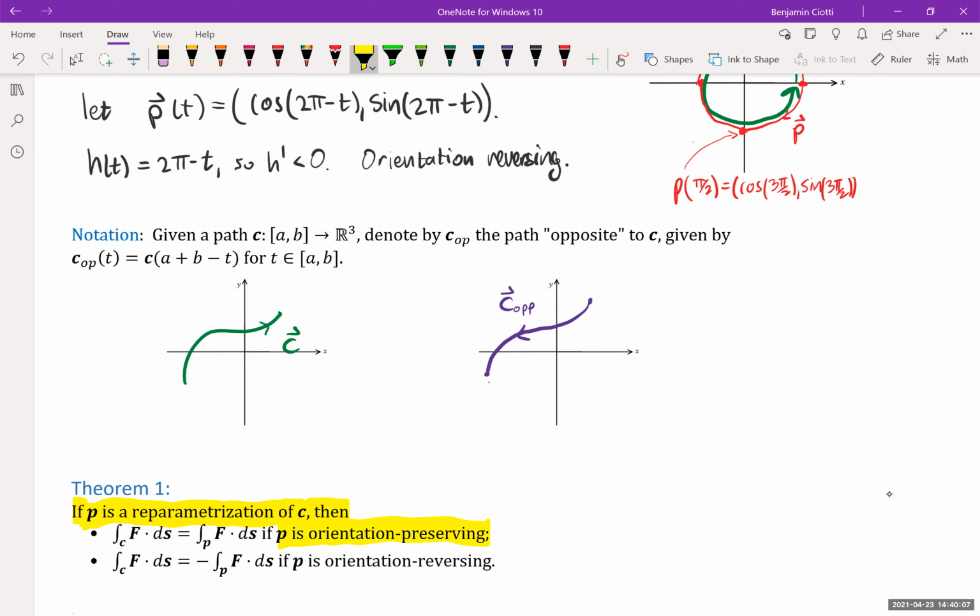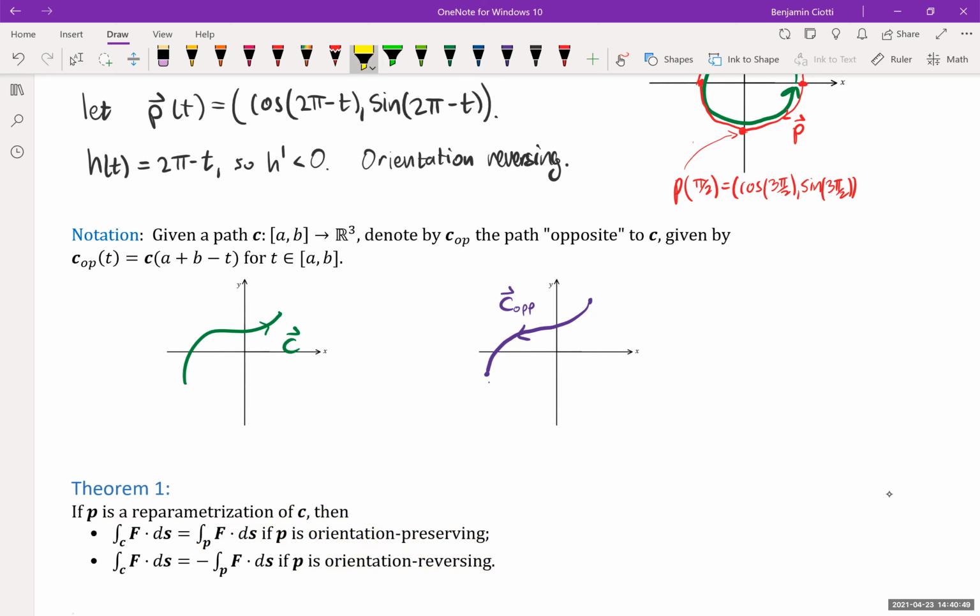If it's orientation preserving, then the line integrals are unaffected. So as long as you move in the same direction, you're going to get the same number for the line integral. Kind of amazing, right? So the amount of energy expended doesn't depend on how fast you traverse the path. On the other hand, if it's orientation reversing, then the line integral is affected. It picks up a minus sign. But other than that, it's the same.